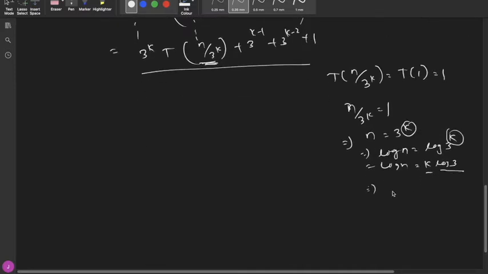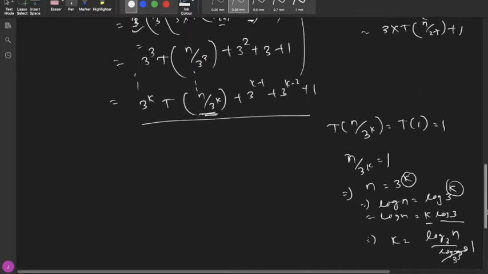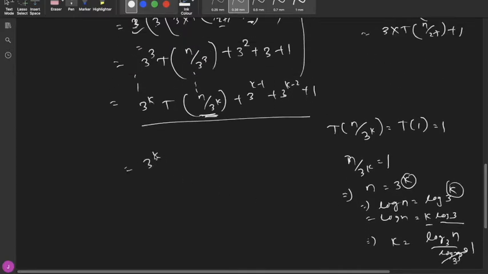So I have to find out what is the value of k. The k will become log n by log 3. If I take the base as 3, then this value becomes 1, and this gives log n base 3. So what is the value of k? The value of k is log n base 3. So this will be 3 power log n base 3. Then this is t, which becomes 1 plus 3 power log n base 3 minus 1.